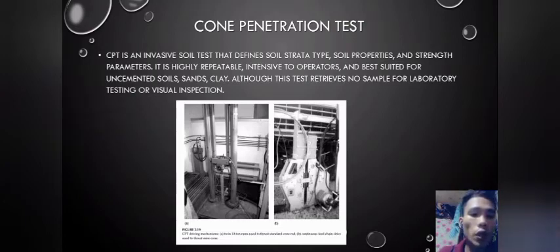So, in figure 2.19, this is the cone penetration test process. The cone of the equipment is injected so that it is compressed down to the ground. So this is how it looks. This is the process of the cone penetration test.